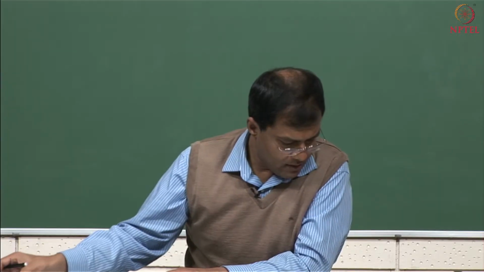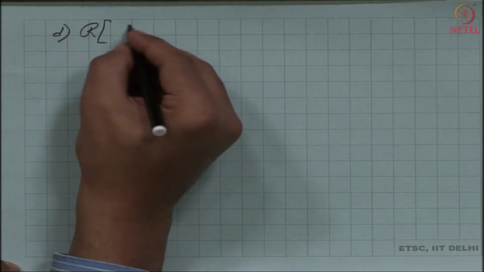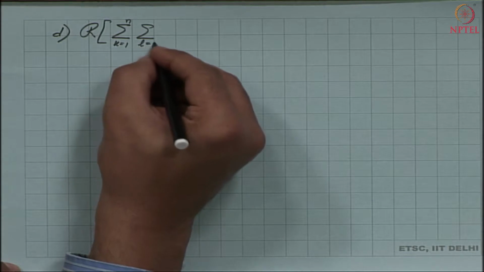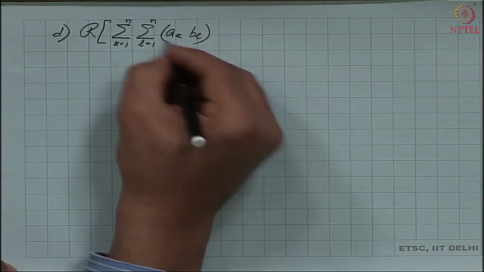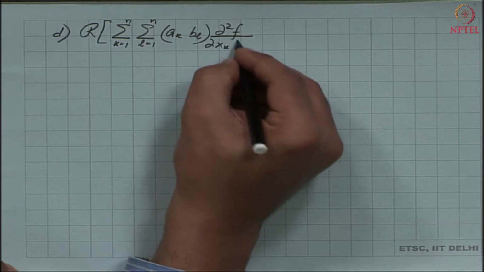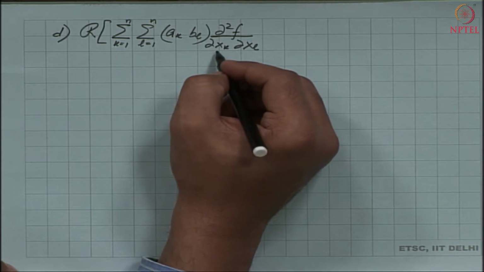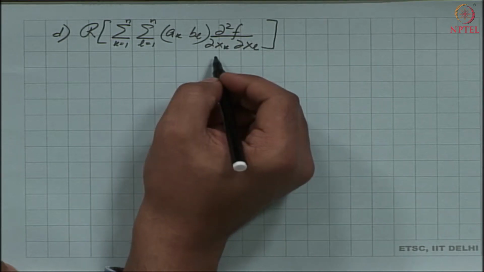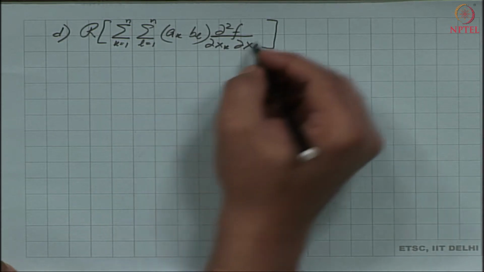In particular, what I see is that the Radon transform of the summation k from 1 to n, l from 1 to n, of a k times b l times the second derivative of f with respect to these variables. I see that each derivative with respect to each variable is going to bring in a respective direction cosine. So, let me just replace this double sum with the corresponding direction cosine, and what I get is the following.